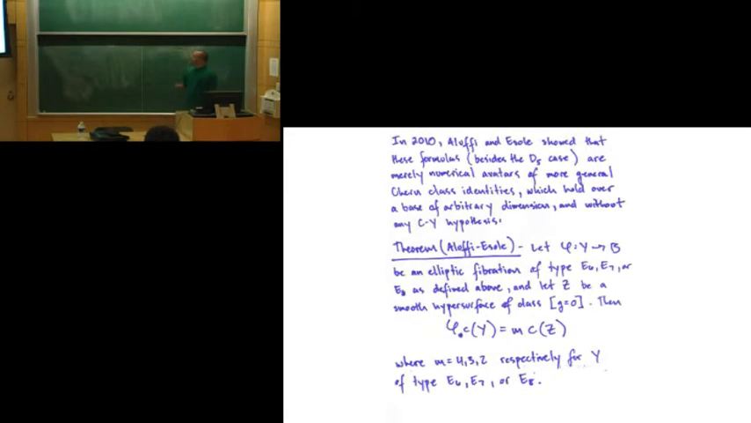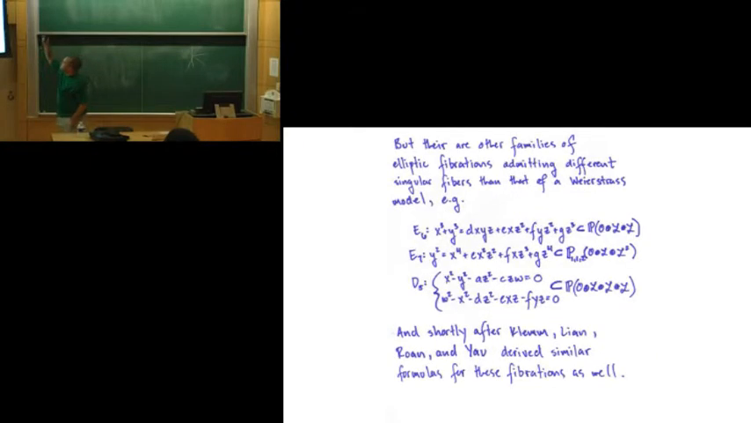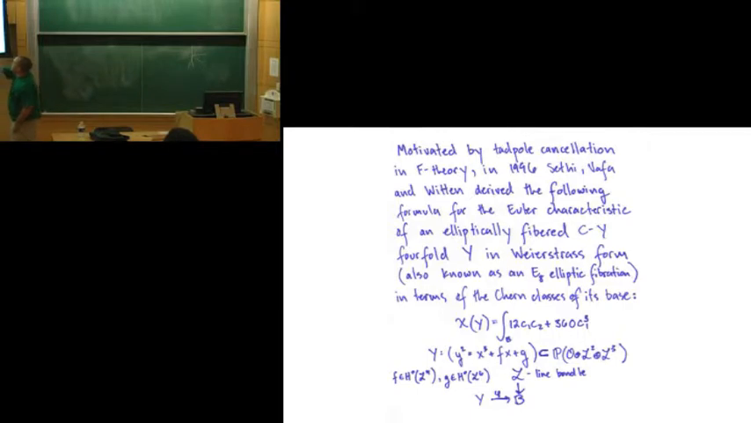Okay. And more recently, in 2010, Aluffi and Esole showed that these formulas, besides the D5 case, are all merely numerical avatars of more general Chern class identities, which hold over a base of arbitrary dimension and without any Calabi-Yau hypothesis. So I'll quickly go through this theorem. More specifically, let phi from Y to B be an elliptic fibration of type E6, E7, or E8, as defined above. And let Z be a smooth hypersurface of class g equals 0, as we can see in all the equations. For E6, E7, and the E8 case before, they all have a coefficient g.